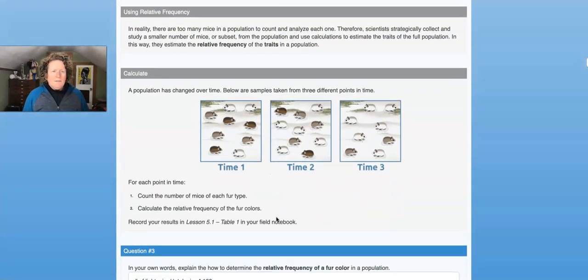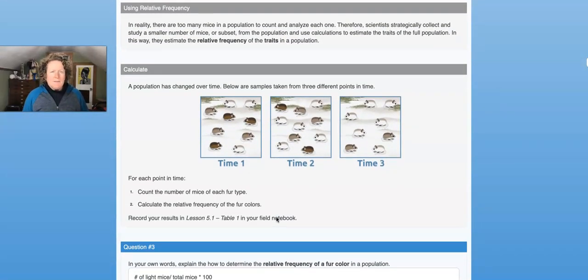In reality, there are far too many mice in a population to count and analyze each one. Therefore, scientists strategically collect and study a smaller number of mice, or a subset, from the population and use calculations to estimate the traits of a full population. And this way, they estimate the relative frequency of the traits in a population.